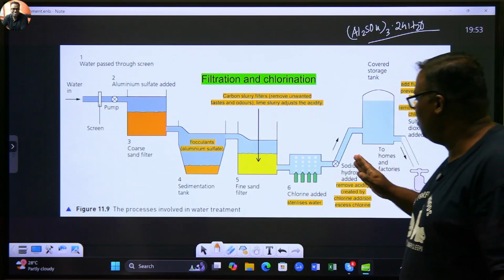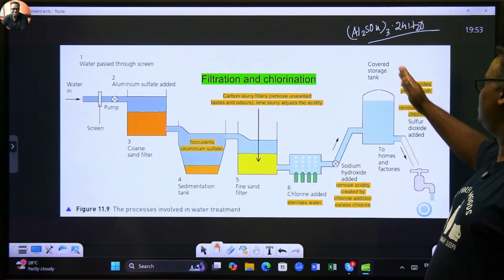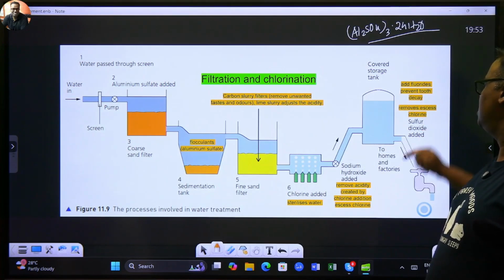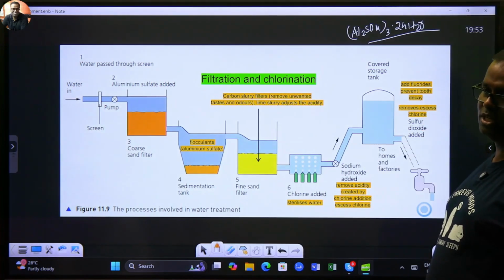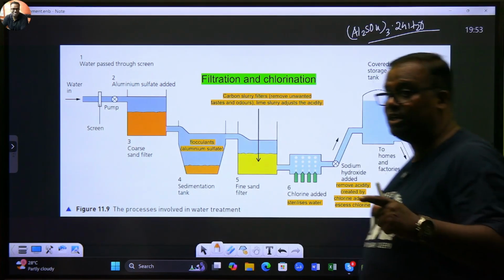Okay. And still what happens, if there's still some acid after the storage tank, somebody still pushes a little bit of sulfur dioxide, SO2. Sulfur dioxide will take away the chlorine part.